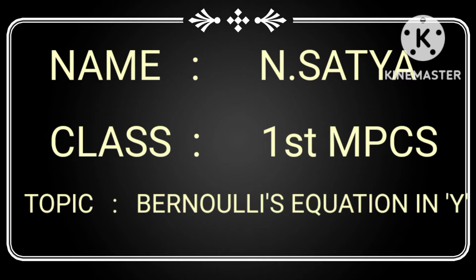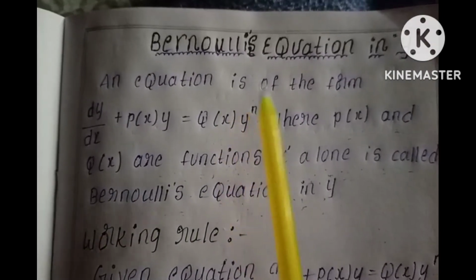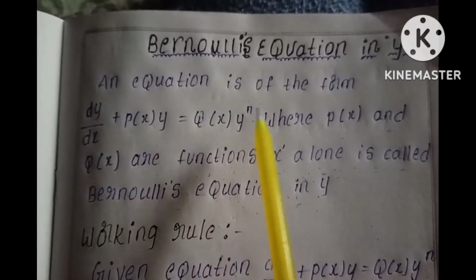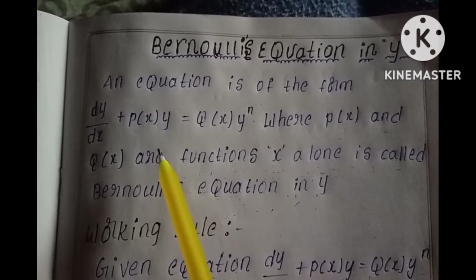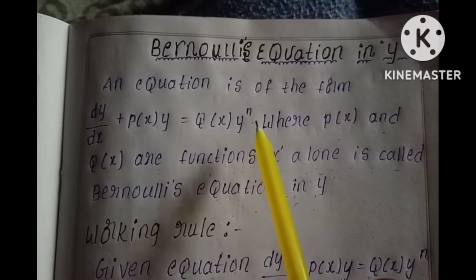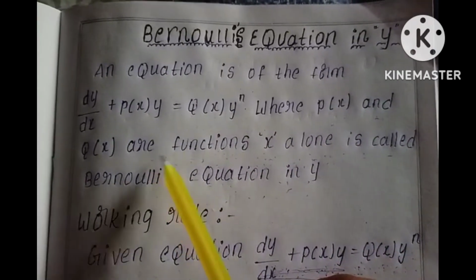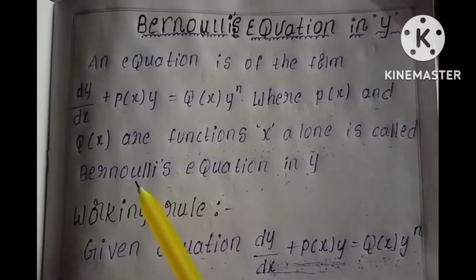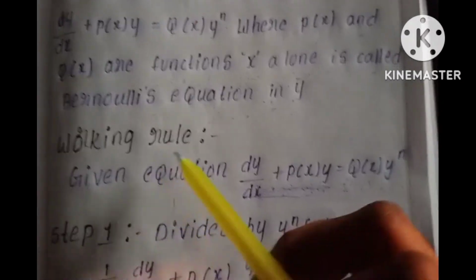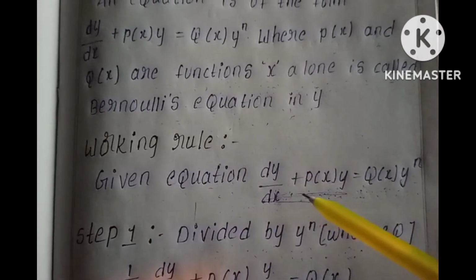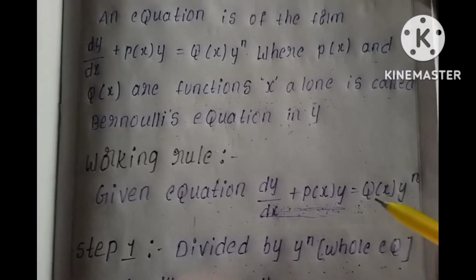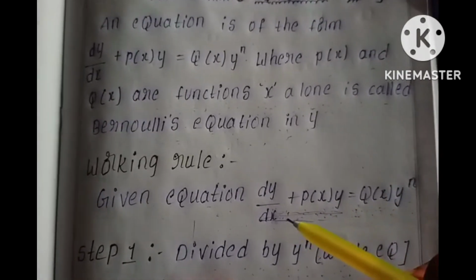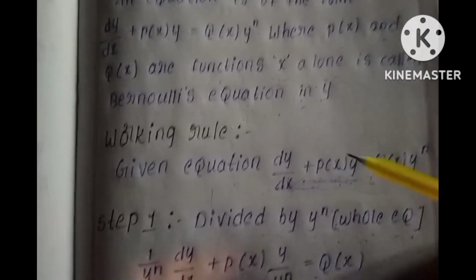Today I want to discuss Bernoulli's equation in y. This is the definition of Bernoulli's equation in y. An equation of the form dy by dx plus p of x into y is equal to q of x into y power n, where p of x and q of x are functions of x alone, is called Bernoulli's equation in y. Working rule: given equation dy by dx plus p of x into y is equal to q of x into y power n. If you see any equation in this form, we can easily say that the equation is Bernoulli's equation in y.